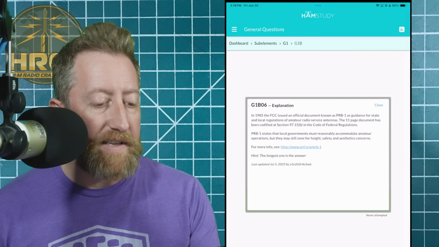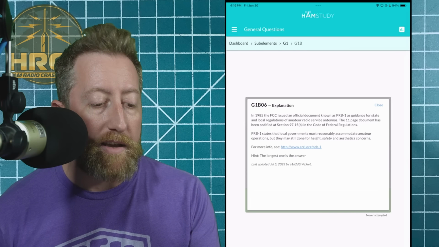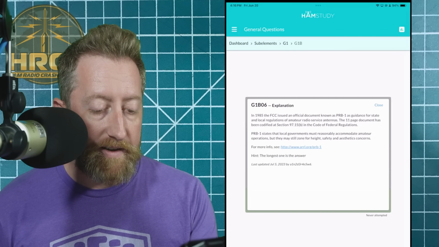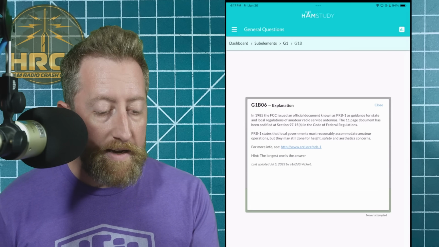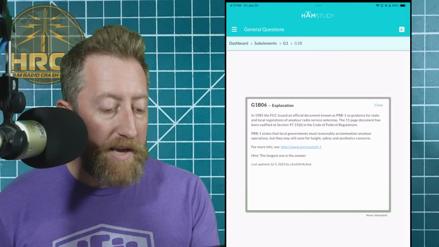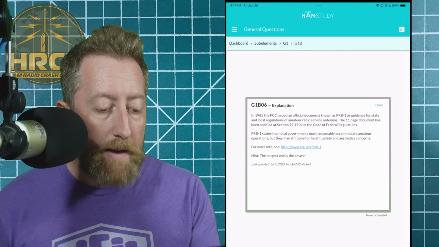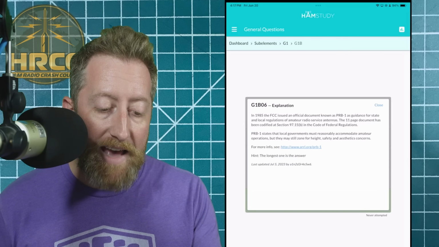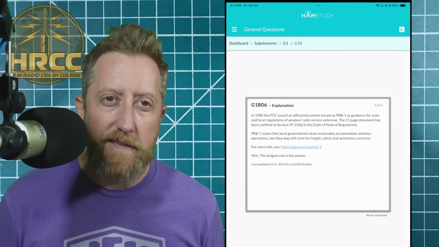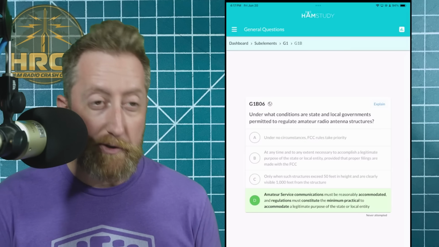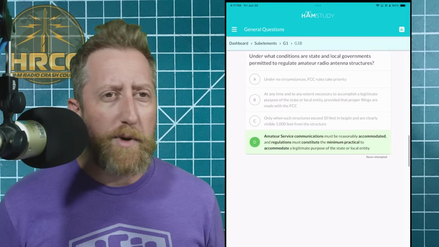In 1985, the FCC issued an unofficial document known as PRB-1 as guidance for state and local regulation of amateur radio service antennas. The 11-page document has been codified as Section 97.15(b) in the Code of Federal Regulations. PRB-1 states that local government must reasonably accommodate amateur operations, but they may still zone for height, safety, and aesthetic concerns. So if all of those things are on the table, I don't know what reasonable is here. I'm a little dubious on that. Not the question, understand the answer, but not a big fan of some of the wiggle room there.